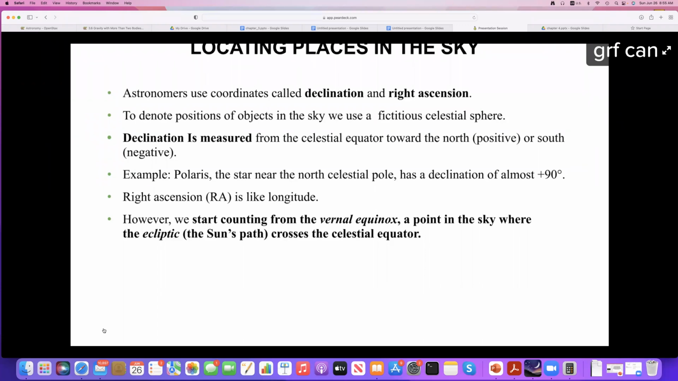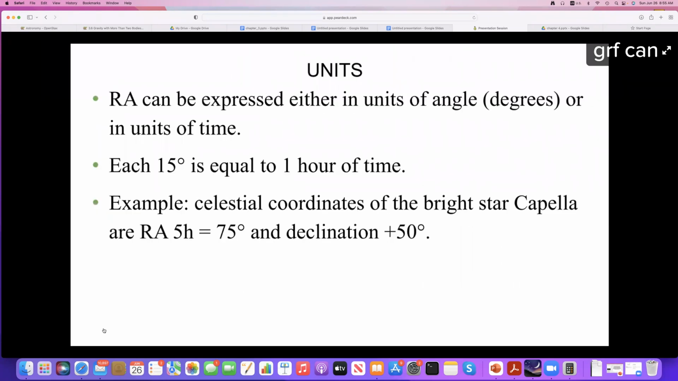So this is very similar to measuring the longitude on the Earth. That is why I introduced the longitude before. Now, what is the vernal equinox? We will discuss that a little bit more in the coming slides, right?